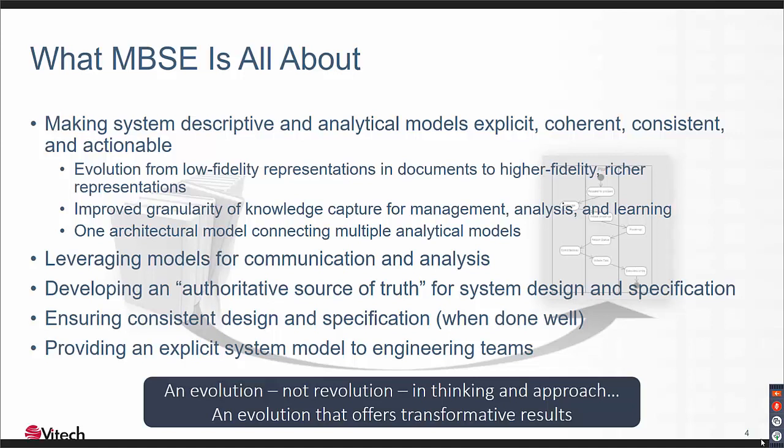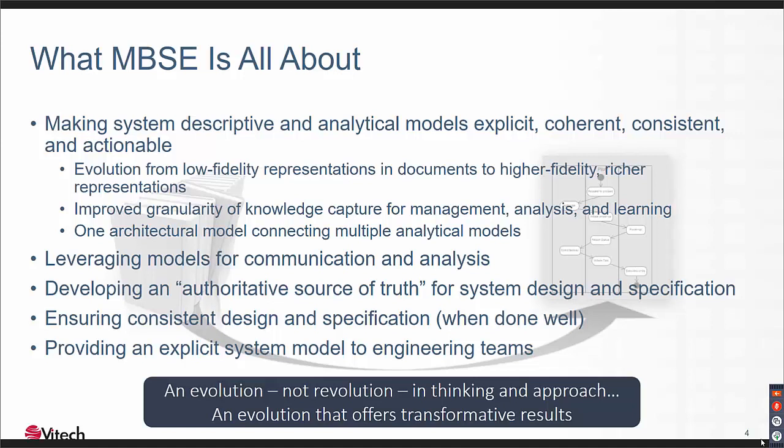Fundamentally, I believe this is about moving from implicit to explicit communication. We're trying to make the descriptive architectural model, everything from first concept through behavior, through architecture and test, as well as the analytical models, explicit, coherent, consistent, and actionable. Actionable by humans, actionable by machines. And so we are evolving the mechanism by which we represent knowledge.